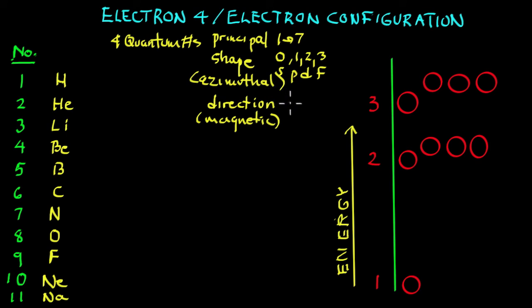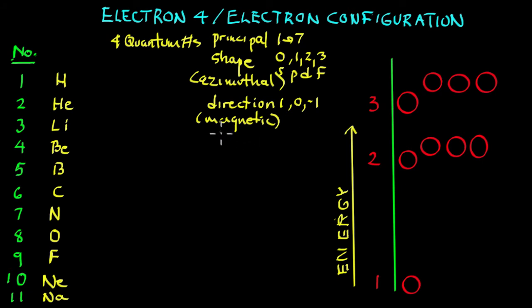The magnetic quantum numbers go from, in the case of the p orbitals, 3 directions, and numbers are assigned 1, 0, minus 1. That just designates 3 directions. For D, it's 2, 1, 0, minus 1, minus 2. And F, there's 7 orbitals.